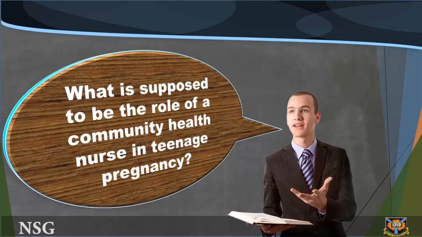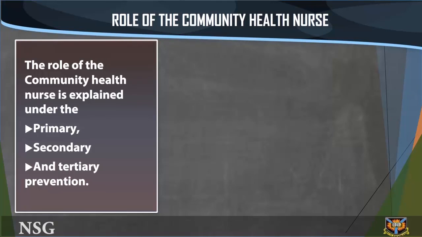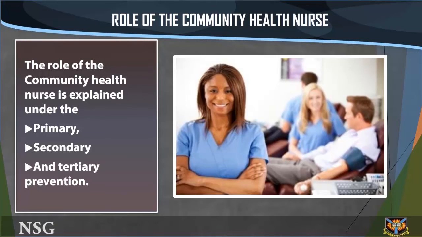After all, he said, what is supposed to be the role of a community health nurse in teenage pregnancy? The next session will look at this. Role of the community health nurse. The role of the community health nurse is explained under the primary, secondary, and tertiary prevention.